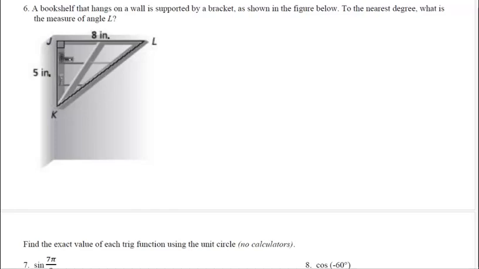All right, the next one. Bookshelf hangs on a wall to the nearest degree. What is the measurement of angle L? Okay, here's angle L. So looking from angle L's point of view, we're given the opposite side of angle L, and we're also given the adjacent side. Well, here we are again using tangent. Tangent for angle L is the opposite side divided by the adjacent side. And since we're trying to find an angle measurement, this is when we have to do second tan.